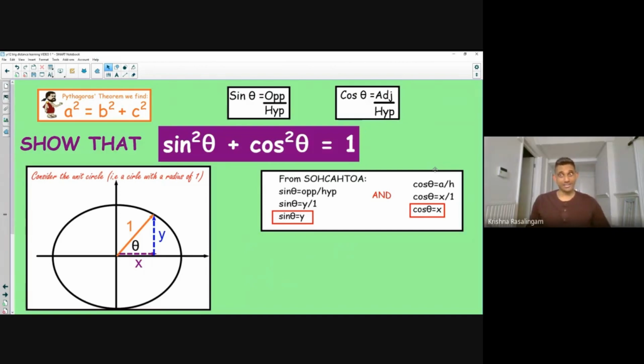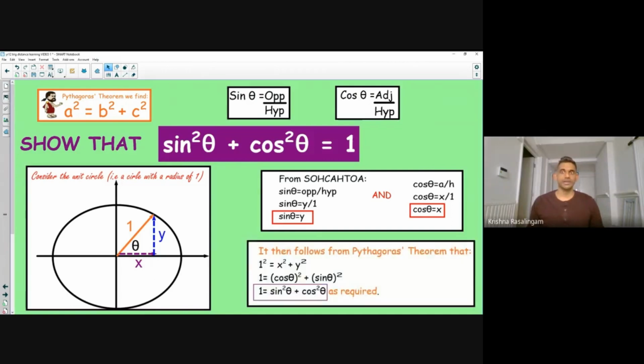Similarly, we can do it for x, and we have the adjacent and the hypotenuse. Again, the hypotenuse is 1, so we just end up with x equals cos theta. I've just subbed the numbers in, and if you divide by 1, it just disappears. So I've described y in terms of sine theta, and x in terms of, sorry, cos theta.